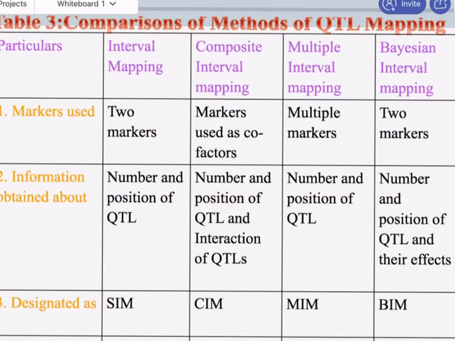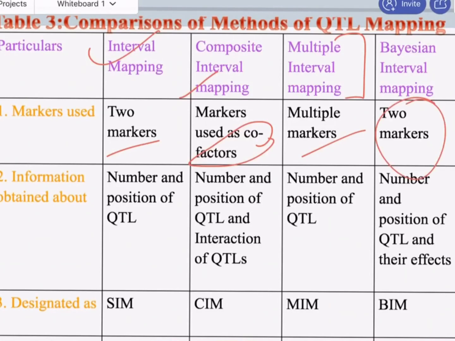Okay, let's compare all the different methods of QTL mapping and make it understandable. The markers used in interval mapping are two markers, flanking markers, while in composite interval mapping, markers are used as cofactors. In MIM, multiple interval mapping, there is no count of markers. In Bayesian interval mapping, only two markers are used.